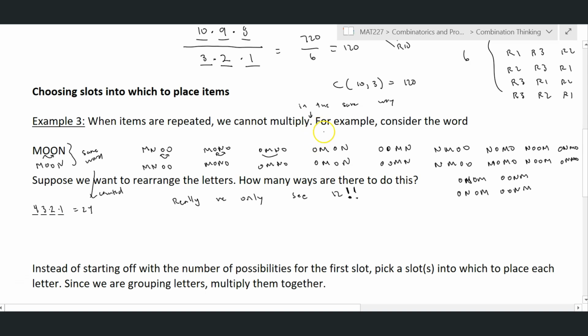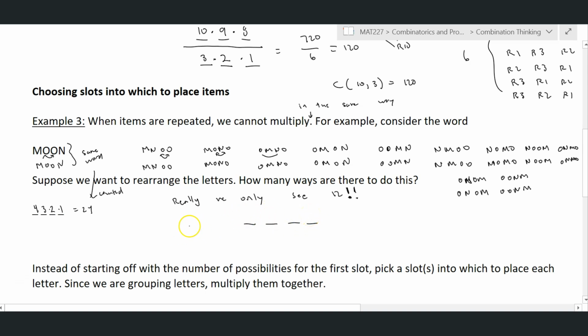Okay, so here's the way we approach this. Anytime you have repeated letters, don't think about selecting letters into slots. Think about selecting slots into which to put your letters. So let's imagine it this way. I have 4 slots, and I'm going to select the 4 slots.